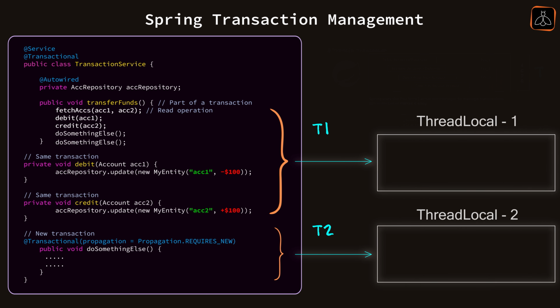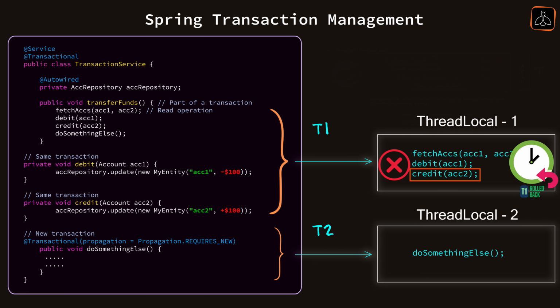The context or the metadata of each transaction is maintained with a dedicated ThreadLocal, so each dedicated ThreadLocal is well aware of its transaction state and execution. If any method call execution fails or throws an exception, the entire transaction is bound to roll back, that is, the execution that happened so far gets rolled back.